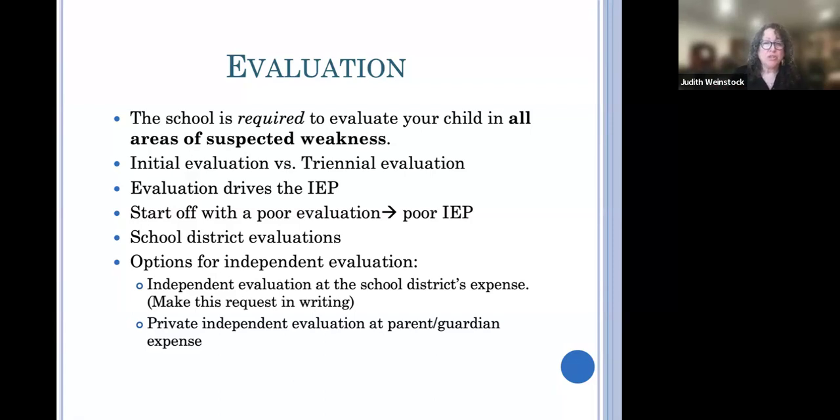But there's also what's called the triennial evaluation, which happens every 3 years after your child has been identified and classified as a child with a disability and has already been provided an IEP. The evaluation drives the IEP. It's the assessment of the child to see where all the weaknesses and the suspected challenges are, and to hone in on that. And that's what's going to be addressed in the IEP.